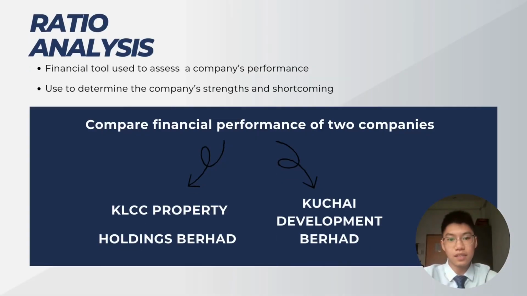To better understand a company's financial statements results over time, companies can use ratio analysis. Ratio analysis is a financial tool used to assess a company's performance by comparing financial data from its statements. This can be used to determine the company's strengths and shortcomings. Moreover, this analysis can be used to understand their financial performance and business strategies.